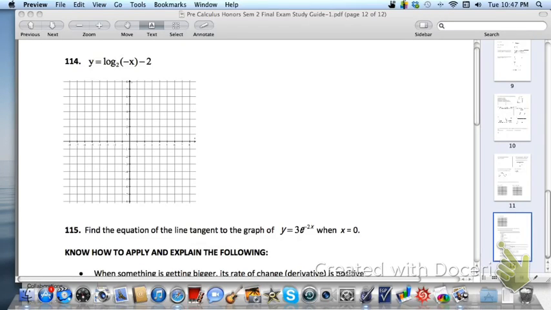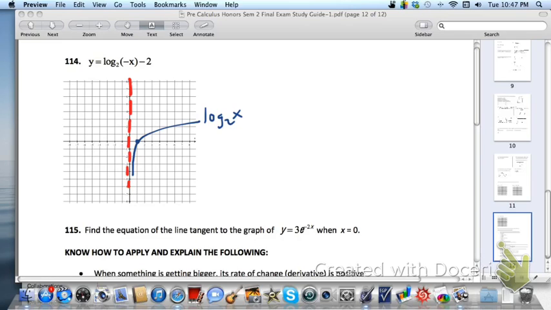Log of x looks just like this, whether it's log base 2, log base 3, log base e, whatever. So that's what log of x looks like. It's always going to go through the point (1, 0). Always going to have a vertical asymptote right there at x equals 0.